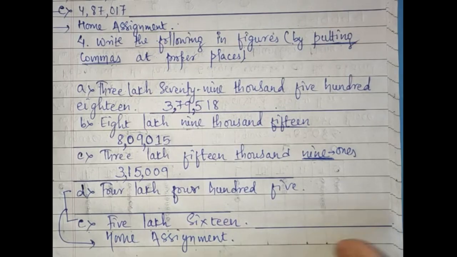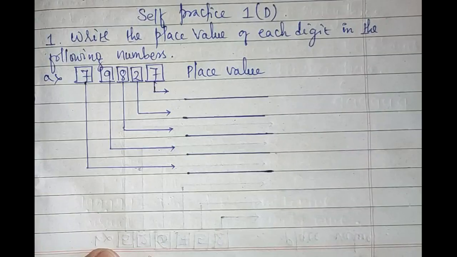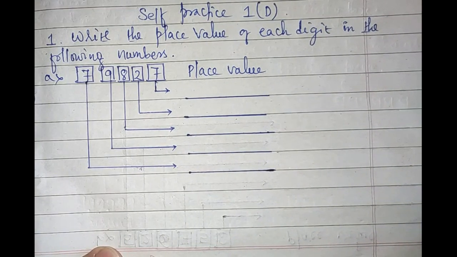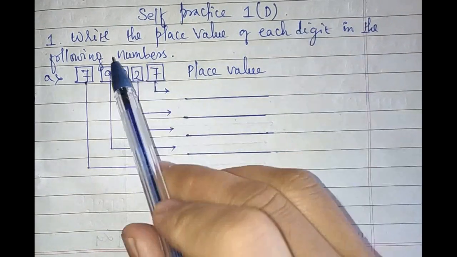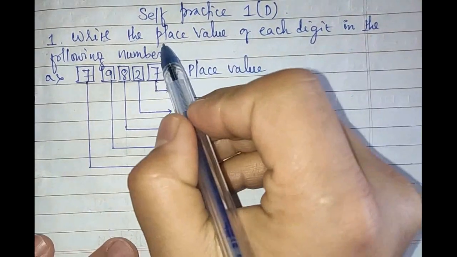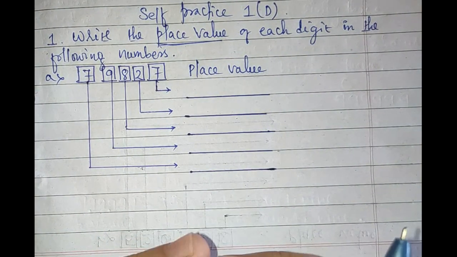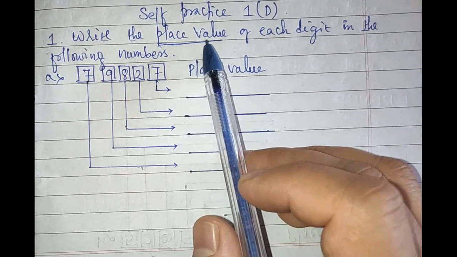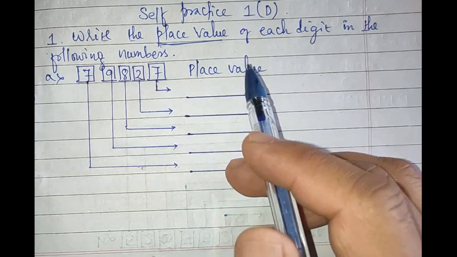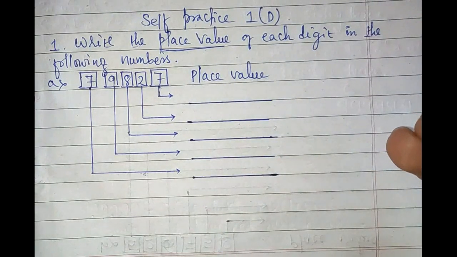So with this, we are over with our self-practice 1C. Let us proceed to self-practice 1D. Alright, here we have the first question from self-practice 1D. Question number 1, write the place value of each digit in the following numbers. So place value is not a new term for you. In self-practice 1D, we are going to deal with the place value and the face value. Alright, so in the introduction part, or in the first class, we have discussed place value and face value, right?